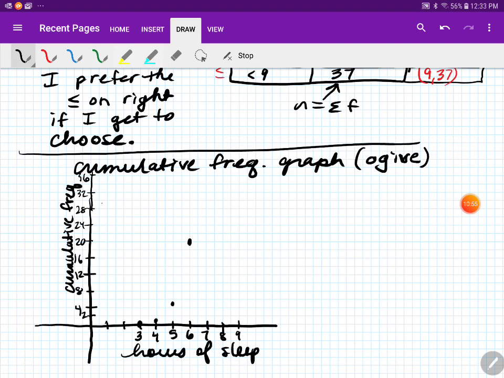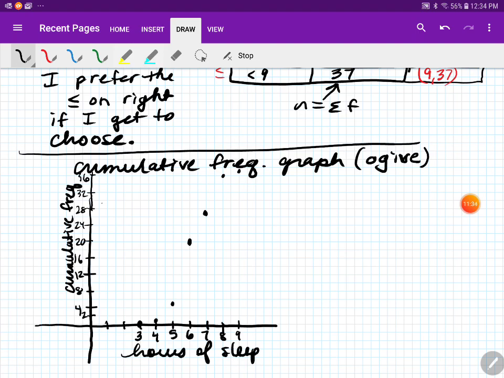And remember, what these are is up to 6 hours of sleep. So there are 20 people who got up to 6 hours of sleep. Okay, 7 is up to 27 hours of sleep, so that would be right here. 8, up to 8 hours of sleep was 36 people, so that was here. And then 9 would be 37, which would be right here.